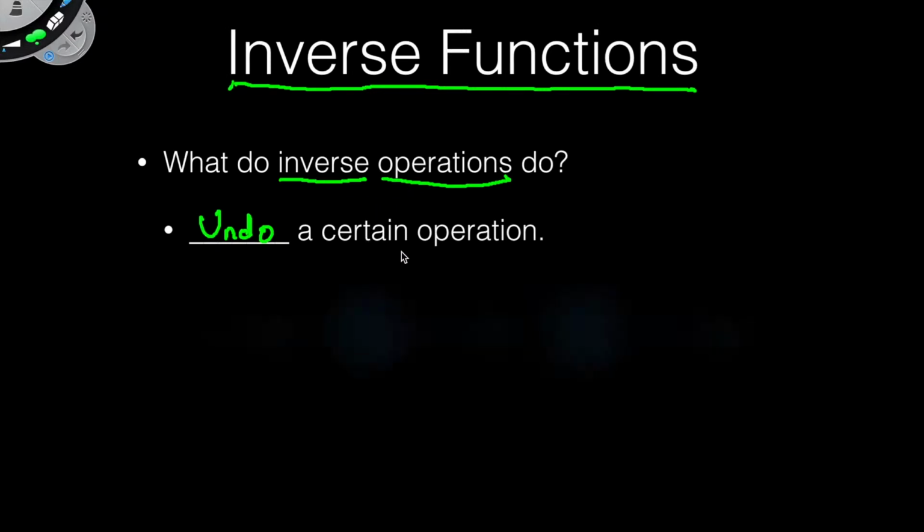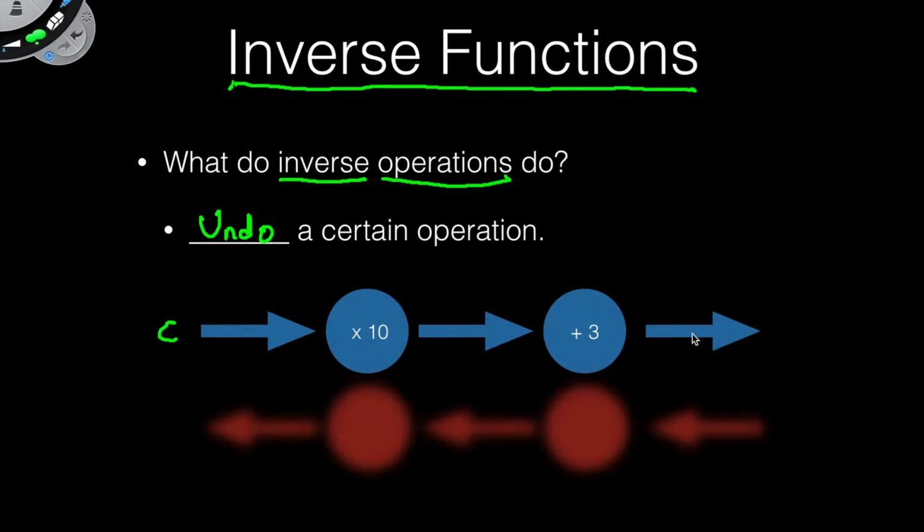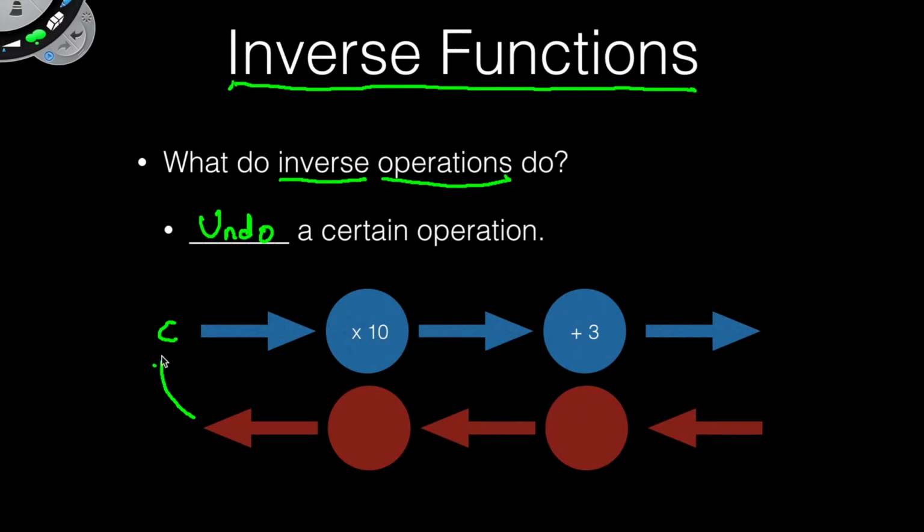To give you a picture of what I mean, let's say we've got these operations here. If I have some number, let's call that C, I multiply it by 10 and then add 3 to it. Now what other operations would I do to get back to that number C? Well, for starters, I would have to subtract 3, to get rid of that plus 3. Secondly, I'd have to divide by 10 to get rid of the multiplying by 10. So this is basically what inverse operations really are. You're just undoing these other operations that you've already done.